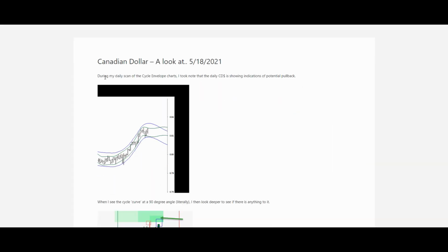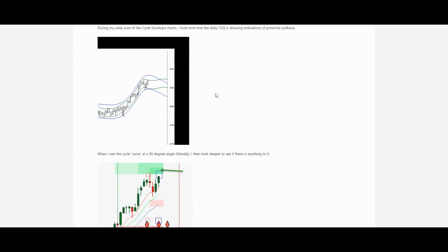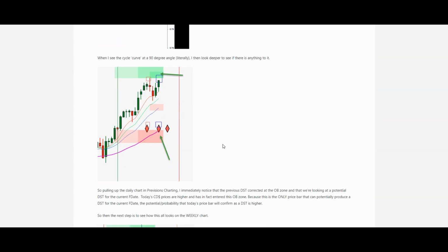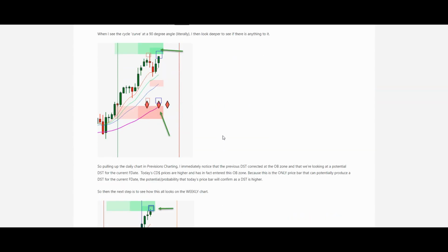Okay, so here I talk about that I was scanning through the cycle envelope charts and I took notice of this indication that the Hurst calculation anticipates that we could be looking at a correction in the bullish trend in the Canadian dollar futures. Okay. So I pull up my provisions charting software.